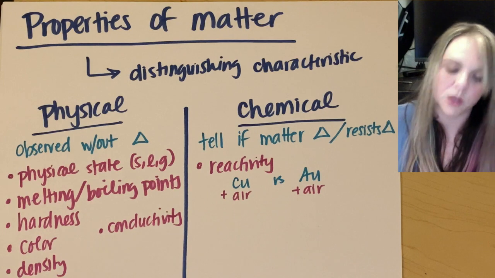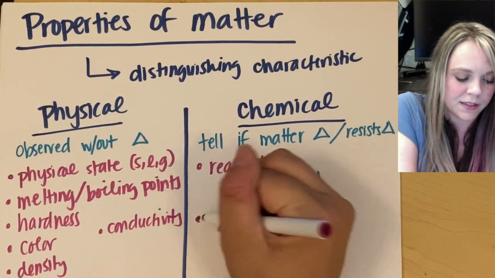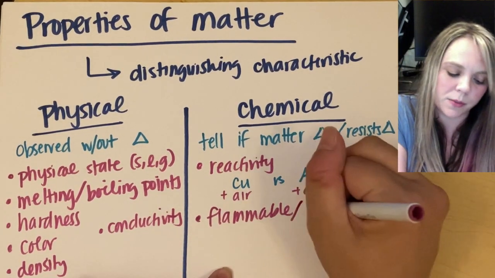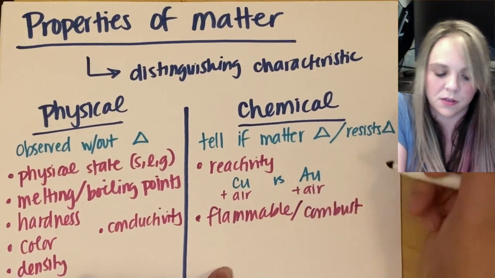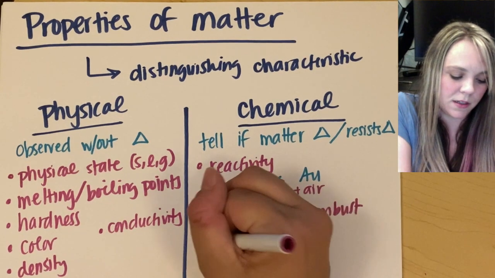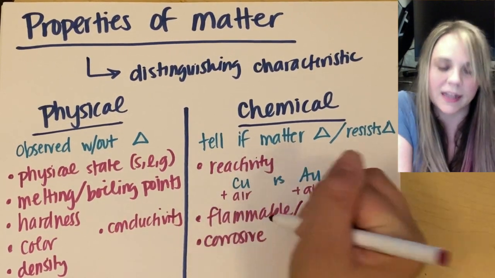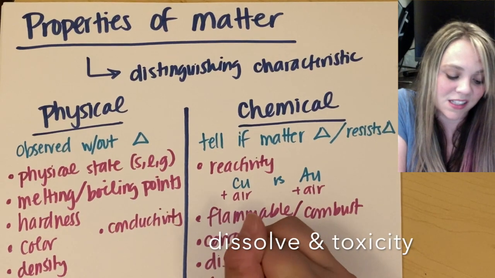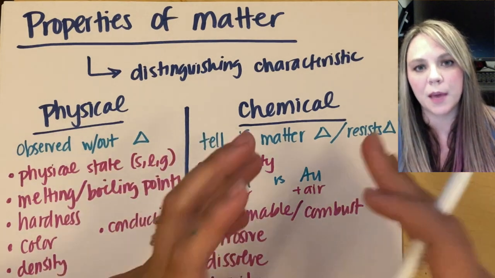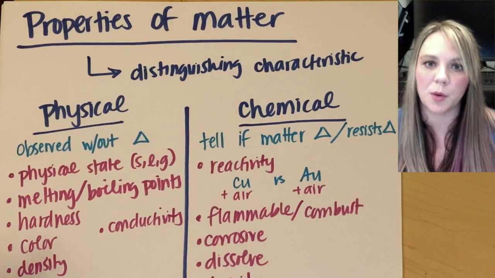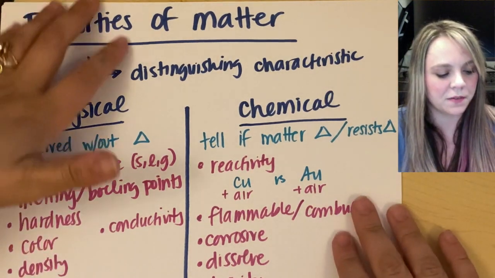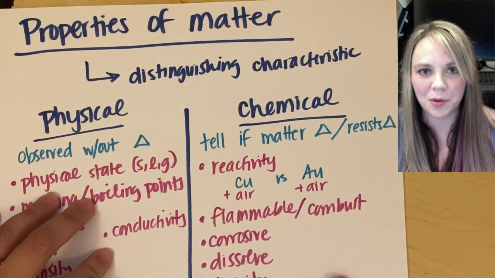Reactivity. Is it flammable? Is it going to burst into flame or not? Another word we use is combustible. Will it combust? Combustibility. Is it corrosive, like an acid? Toxicity? So just in general, your chemical properties are going to be things that have some kind of chemical reaction, typically. So that's hopefully pretty good for properties of matter, physical properties versus chemical properties.